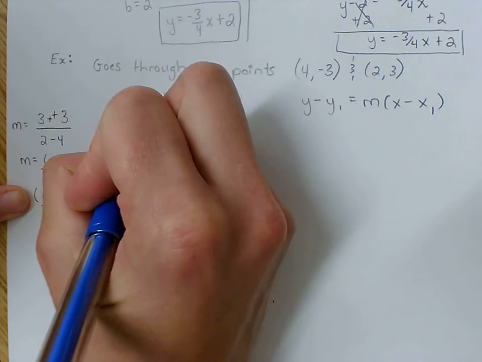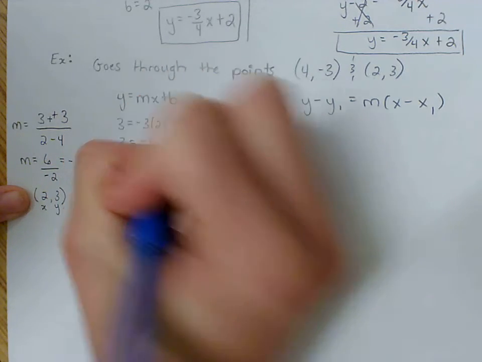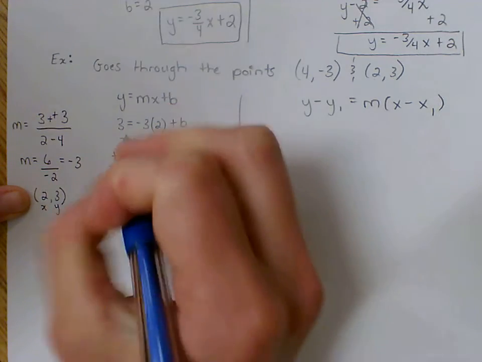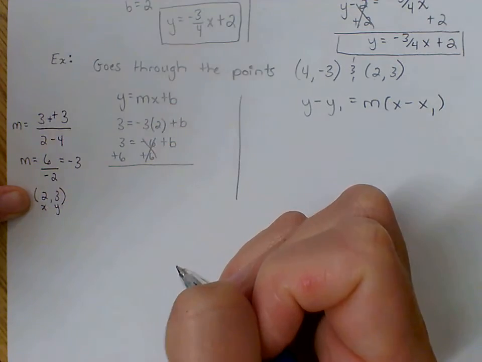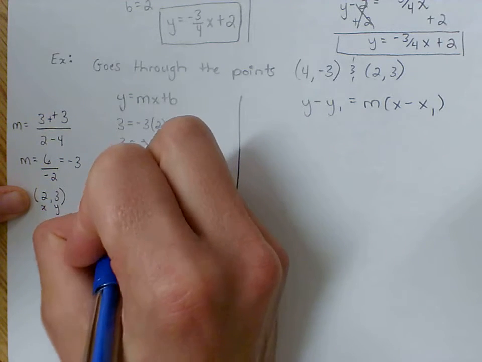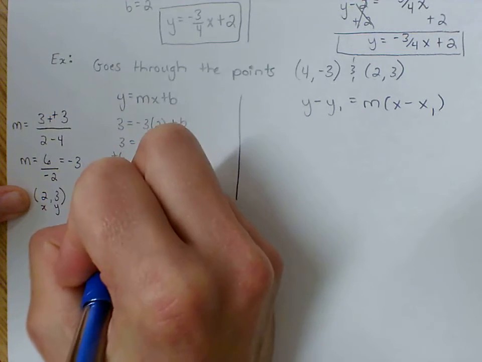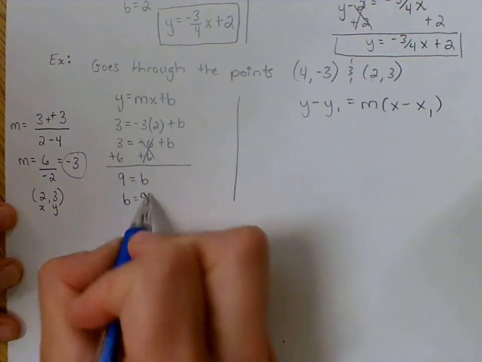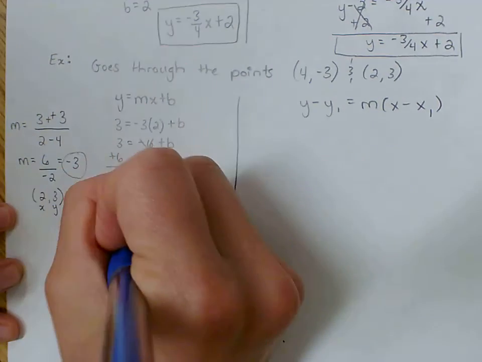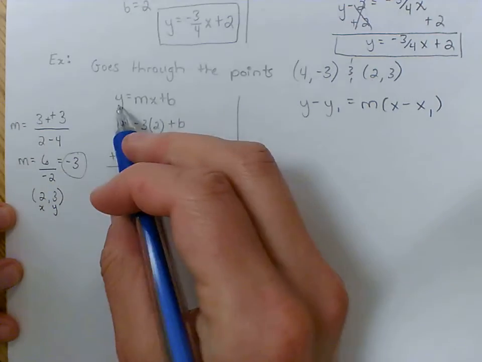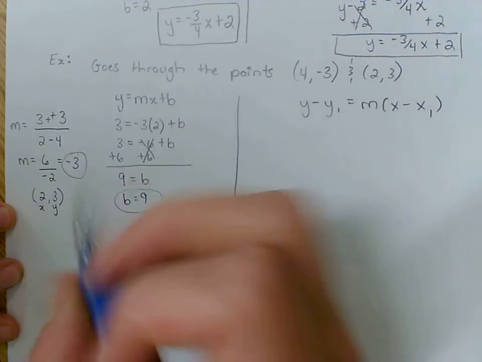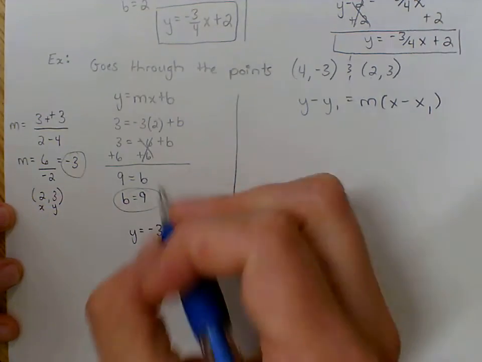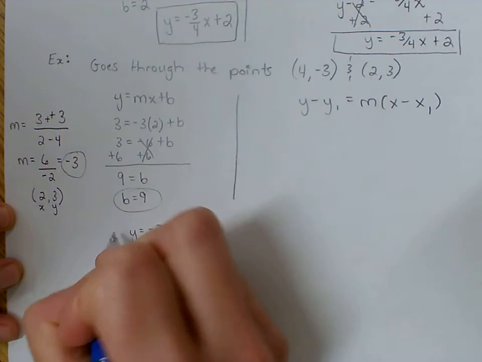So negative 3 times 2 is negative 6. I have to add my 6 to both sides to solve. So negative 6 plus 6 is 0. On this side I get 9. And then, so my y-intercept is 9. Okay, so once you have your slope and your y-intercept, remember you just go back in and plug it into this equation. So it's y equals, my slope is negative 3, so that's the number in front of x, and then my y-intercept is 9.